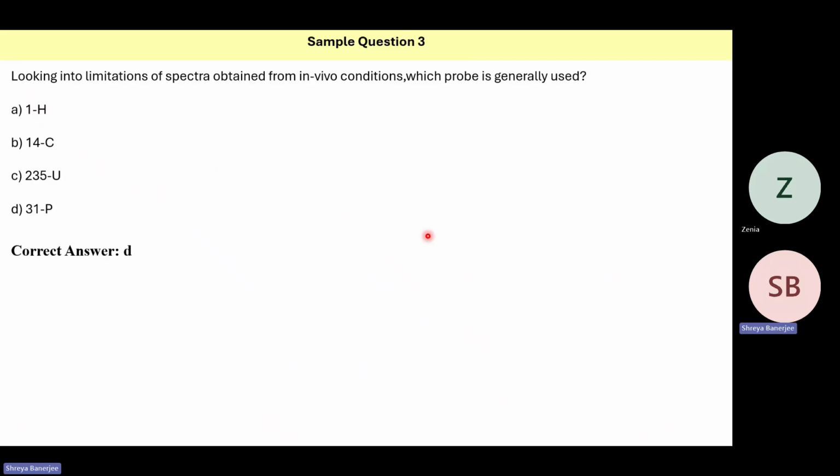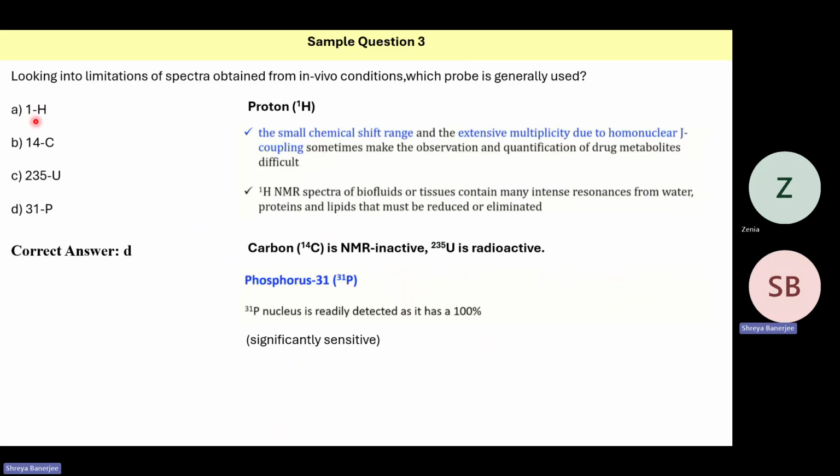So here, if we look at the different options, 1H, the problem is that it has a small chemical shift range only up to around 15 ppm. So there can be a lot of signal overlap. Another, due to the 1H-1H J coupling, each signal is split up into triplets or quartets or even more multiplicity, and that will lead to even more overlap, making the resolution very difficult.